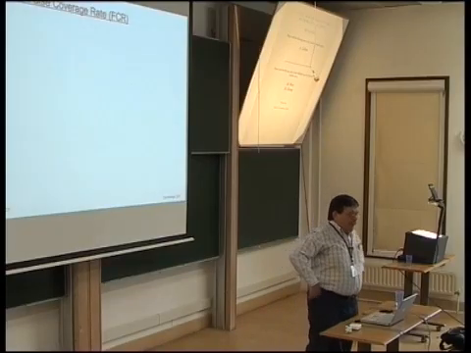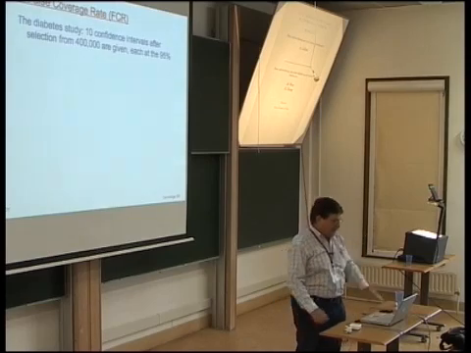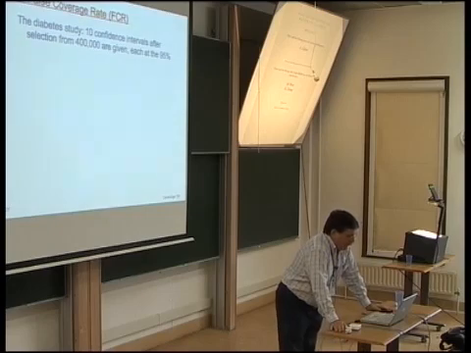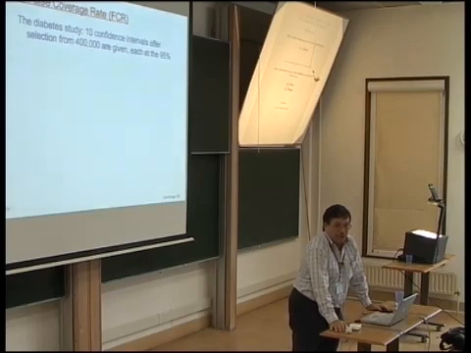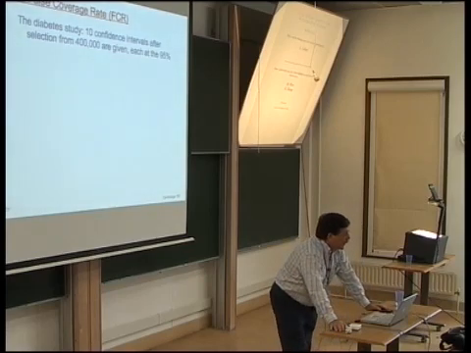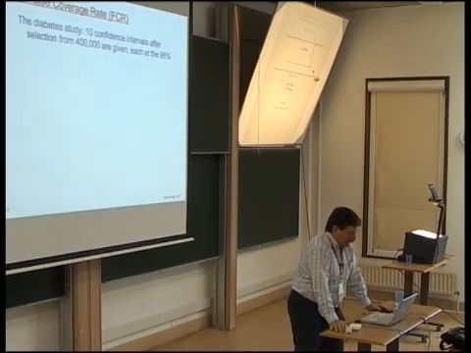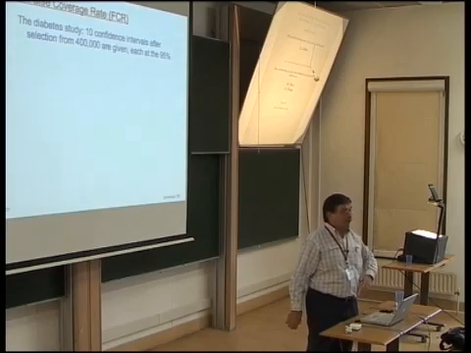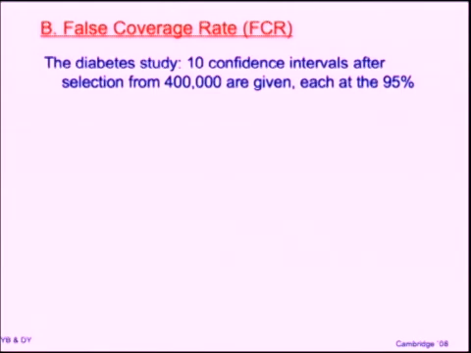Okay. Now I want to get into a less known area, and this is the issue of the false coverage rate, or offering FDR methodology for confidence intervals. In the diabetes study, there were 10 confidence intervals after selection from 400,000, and each one of them was done at the 95% level. Okay? The p-values started from 10 to the minus 5, but the confidence interval started at 95, remained as usual.